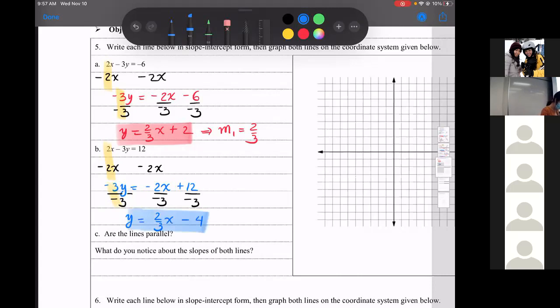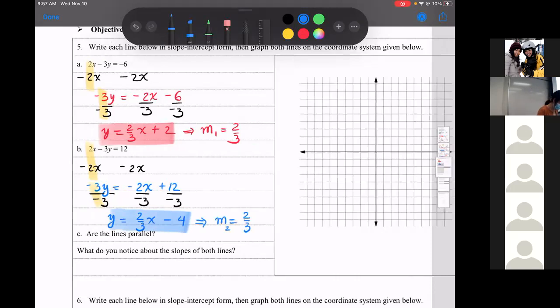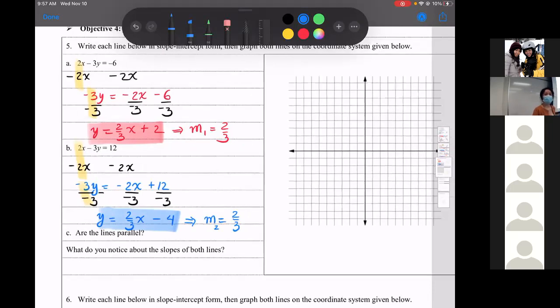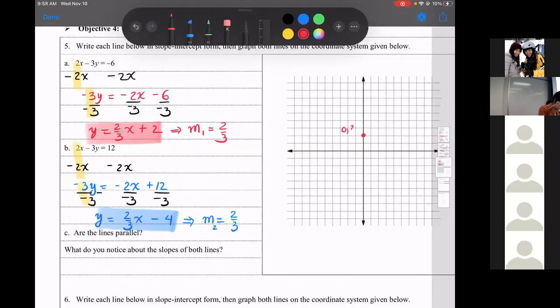All right. So now we can plot. But before we plot, let's determine what the slope of this blue one is. What's the slope? 2/3, right. I'm going to call it M2. All right. Let's plot the red one first. What is the y-intercept on the red line? Yeah, 0, 2. Thank you.